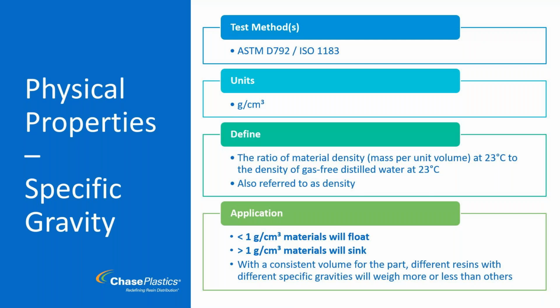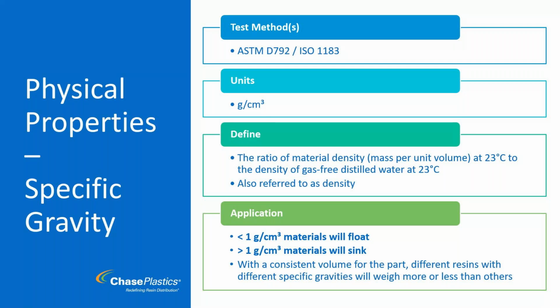Propylene, ethylene, unfilled, they are less than 1, they will float. The vast majority of our other materials, though, are above a 1 and they will sink. Another good reason we want to know this is that with consistent part volumes, your part volume when you design it is based on that volume, and different resins with their different specific gravities are going to cause the part to weigh more or less.